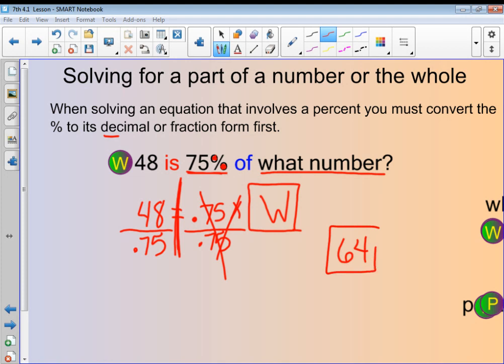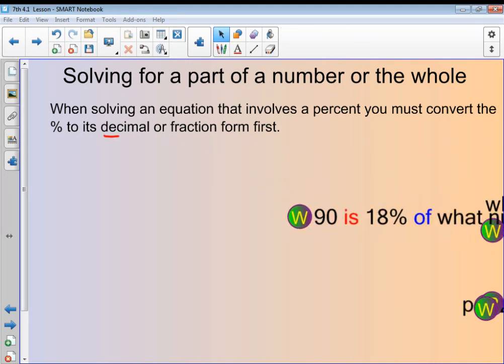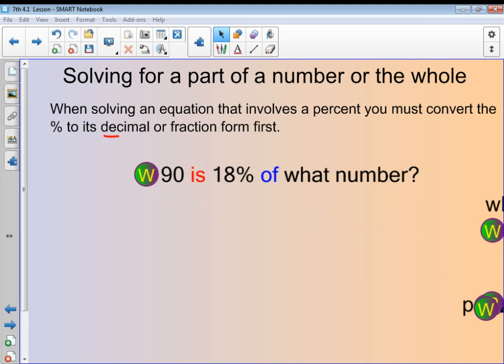Okay, and if we're working through this, if 48 is only 75% of a number, then we know that the number should be bigger than 48. Okay, because this percent was only part of that whole. Okay, let's try another one together. So 90 is 18% of what number?